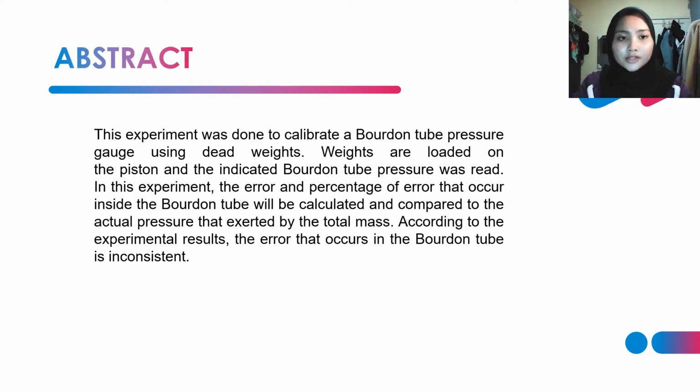The abstract: this experiment was done to calibrate a Bourdon tube pressure gauge using dead weights. Weights are loaded on the piston and the indicated Bourdon tube pressure was read. In this experiment, the pressure and percentage of error that occurred inside the Bourdon tube will be calculated and compared to the actual pressure exerted by the total mass. According to the experimental results, the error that occurs in the Bourdon tube is inconsistent.